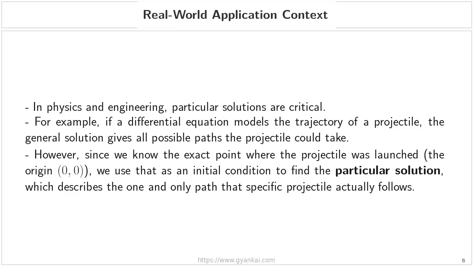We know exactly where the projectile started, perhaps at the origin, which we represent as the point 0, 0. By using that starting point as our initial condition, just like we did in our worked example, we can move from that broad family of curves to find the one and only particular solution. This specific equation describes the single, unique path that our specific projectile actually follows. This connection between math and reality is vital, but as we move to the next slide, I want to make sure you don't let any common algebraic traps get in the way of reaching that correct solution.